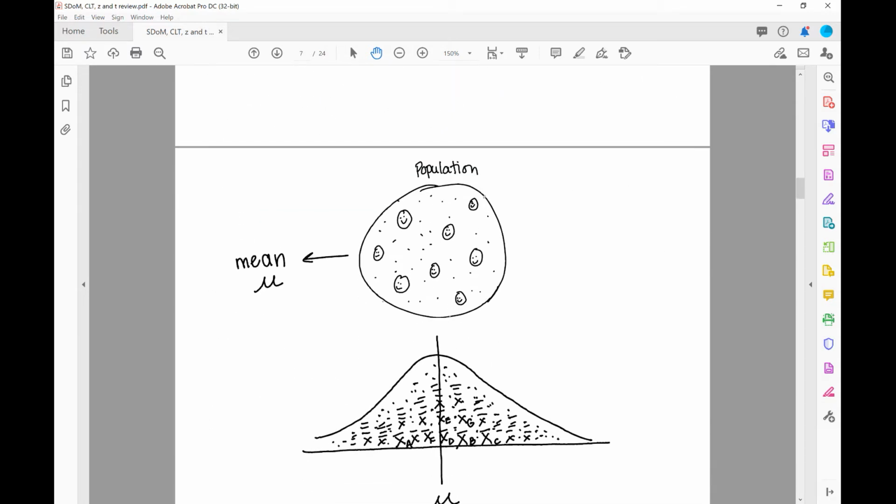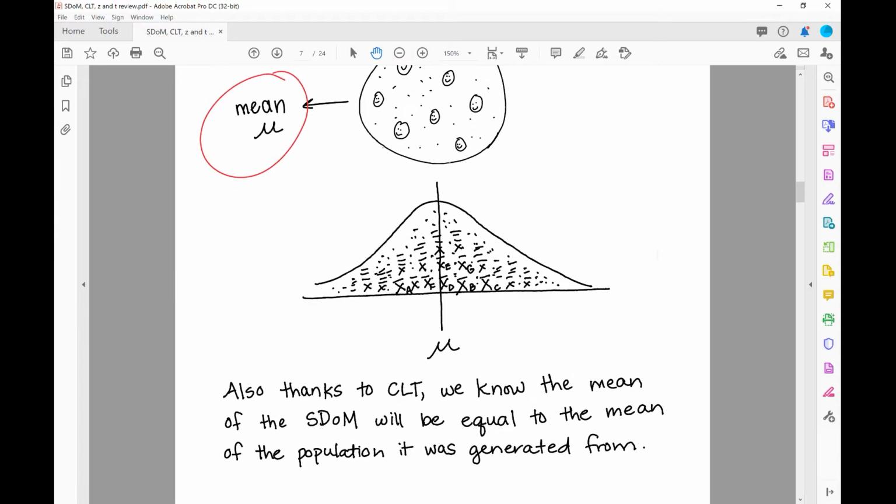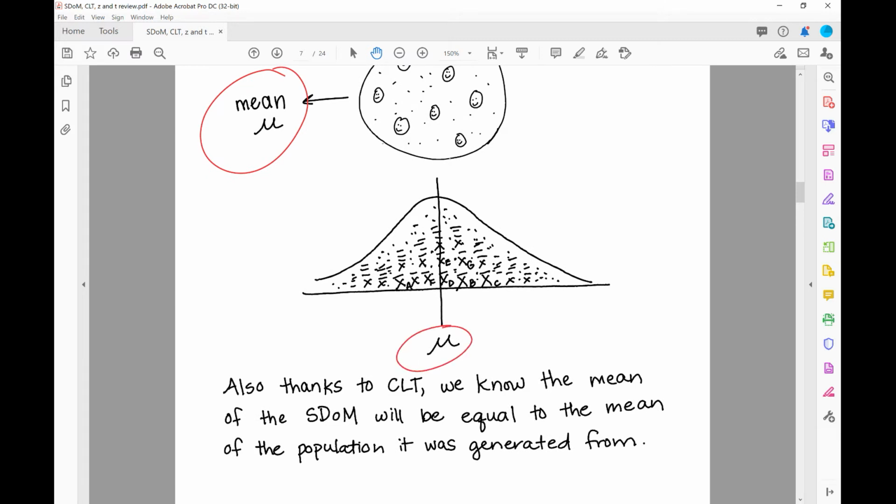So some more things about the SDoM that help us. We also saw in that simulation that the mean of that population is also going to be the mean of our SDoM. So if we knew what this mean was, we could assign that mean there, right? If I know that the mean IQ in my population is 100, then the mean value for my SDoM is also going to be 100. So that's pretty handy.